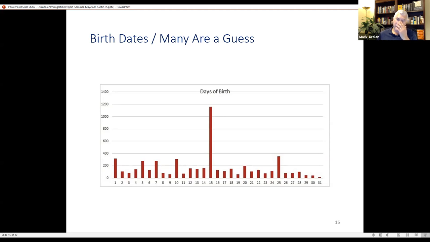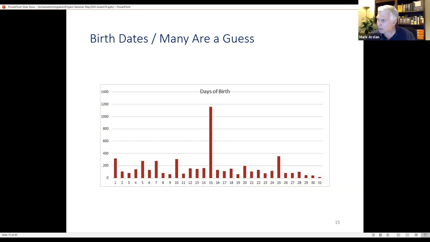So what I did is I looked in the World War I draft registrations. I had about 7,500 entries at the time. And I looked at the day of the month they said they were born. You would expect them to be fairly evenly distributed from 1 to maybe 29 or 30, and then a little bit less on 31, since most months don't have 31. But out of this sample set of about 7,500 records, here's what I found.